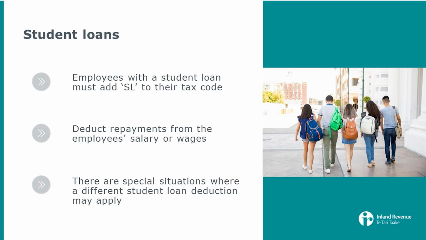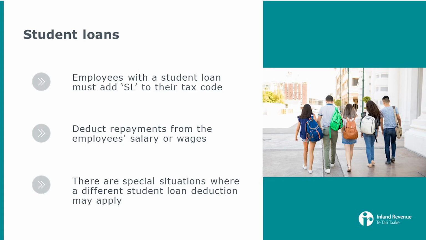If you have an employee with a student loan, deductions are made from their salary and wages to repay it. The employee will add SL to their tax code. When you use these details in the PAYE calculator, it'll tell you how much the student loan deductions are for that pay. In some situations, the usual deduction rate might not apply.